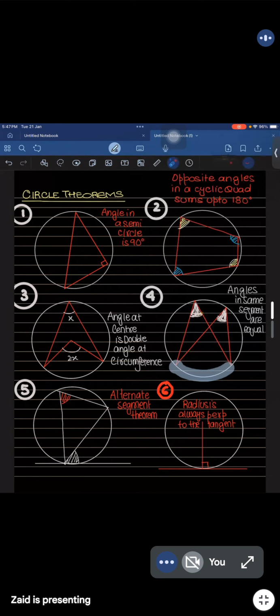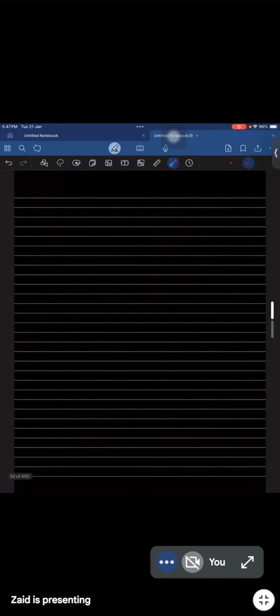Just the last one. If we have two tangents like this, and the other one is like this. If I draw a line at the center, this angle and this angle are going to be equal. Why? Because these are tangents to the same circle. So these angles are going to be equal.